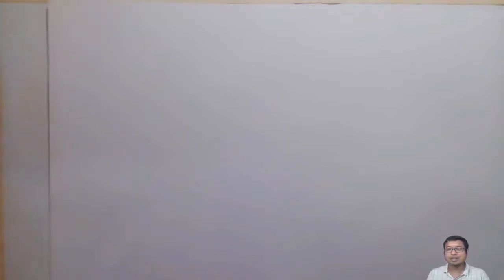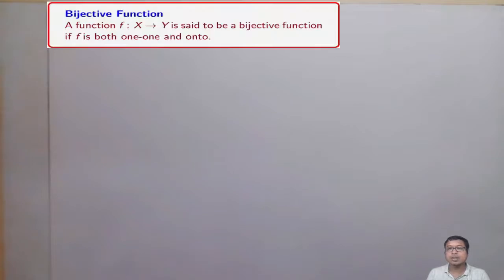Let us now try to understand the concept of bijective function. Let me first consider the definition, and you can see the definition that is given on the screen. A function f going from X to Y is said to be a bijective function if f is both 1-1 and onto at the same time. Let me show you by taking help of one example.